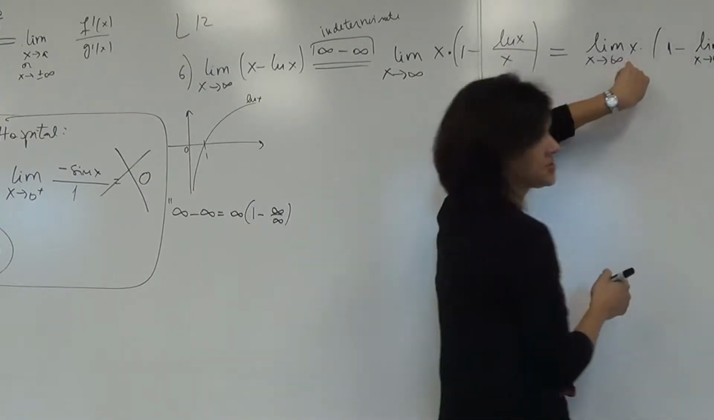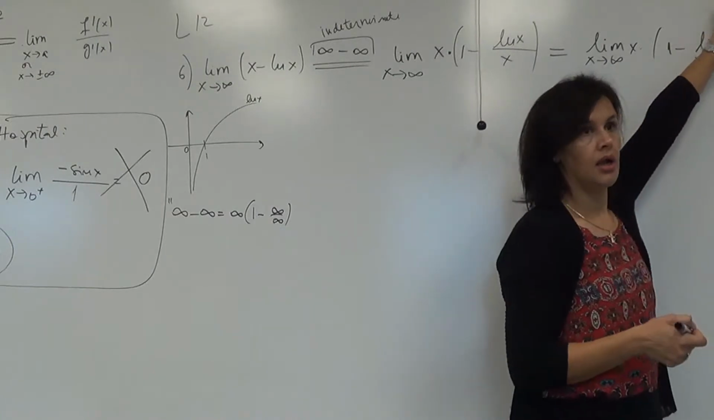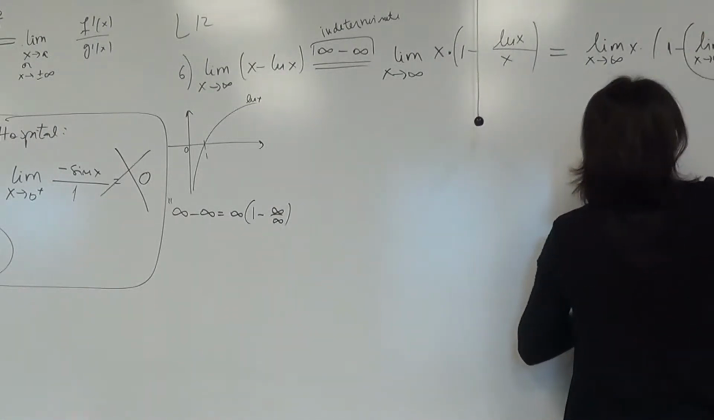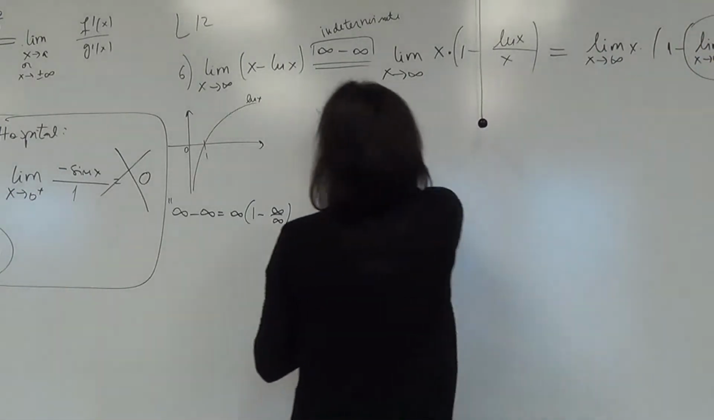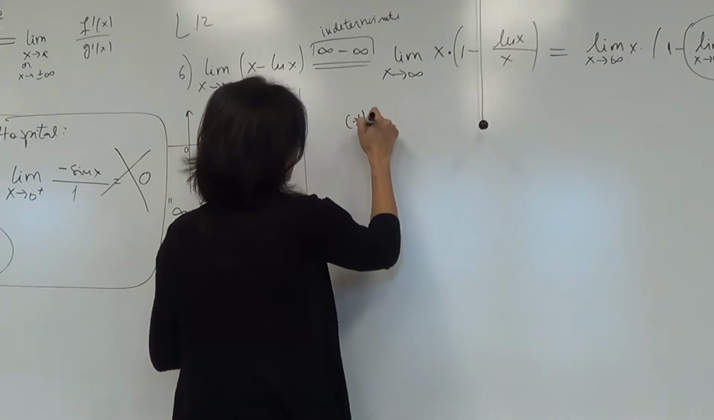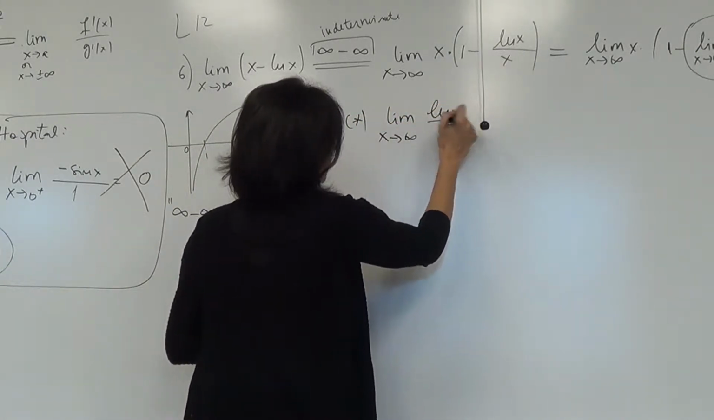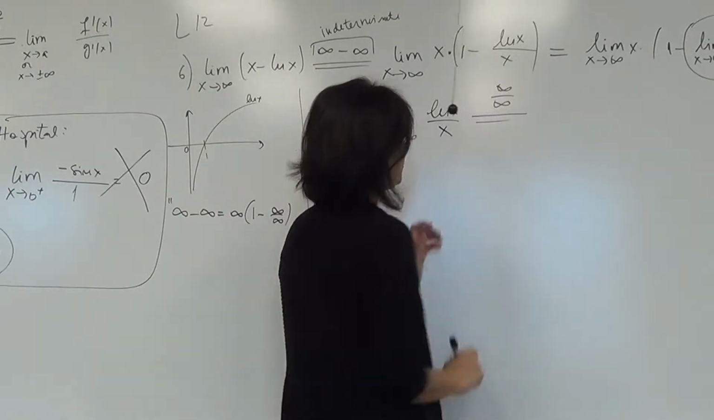I know what this one is: infinity. The 1 stays there, minus this one here, which is ln of infinity over infinity. Here is L'Hopital, yeah? So I'll take this one aside, solve it, and then go back and substitute there. So this is infinity over infinity, therefore it is in the form of L'Hopital.